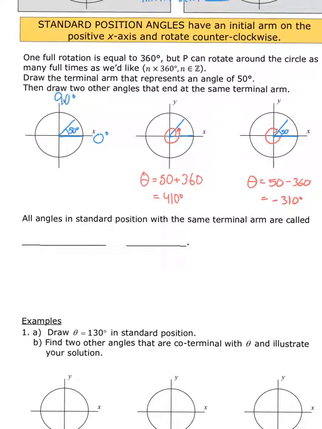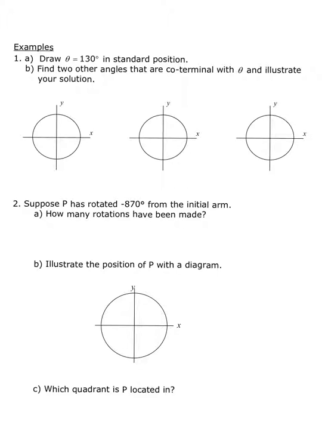All angles in standard position with the same terminal arm are called coterminal angles. So we say that 410 degrees and negative 310 degrees are coterminal to 50 degrees. And there's an infinite number of solutions depending on how many times you go around the circle and in which direction you go. So in this example, we are asked to draw an angle of 130 degrees in standard position.